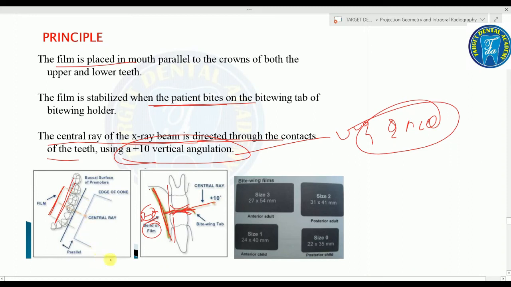So this is the central ray of the X-ray beam, which is directed through the contacts. This is the slight bending of the film, which is placed parallel to the crowns of the maxillary as well as to the mandibular teeth.